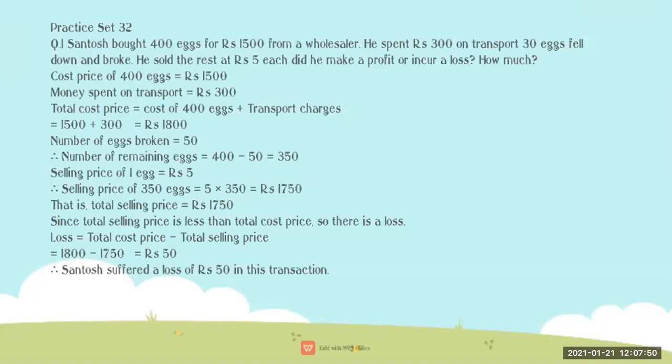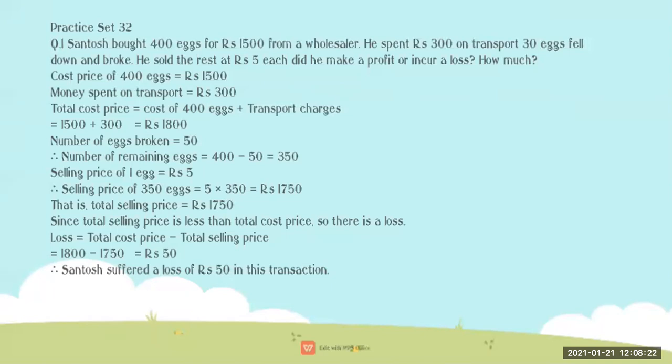Now here we have to find out whether Santosh made a profit or incurred a loss, and how much. In our previous example, we just used the formula of profit and loss. Now here some more things we have to add and solve it. First, Santosh bought 400 eggs at rupees 1500, and he spent 300 on transportation.